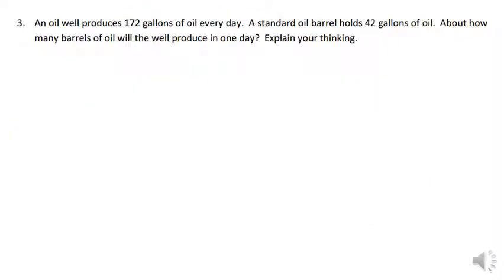An oil well produces 172 gallons of oil every day. The standard oil barrel holds 42 gallons of oil. About how many barrels of oil will they need to produce in one day? Explain your thinking. So it says they produce 172 gallons every day. A standard oil barrel holds 42 gallons of oil. About how many barrels of oil will it produce in one day?